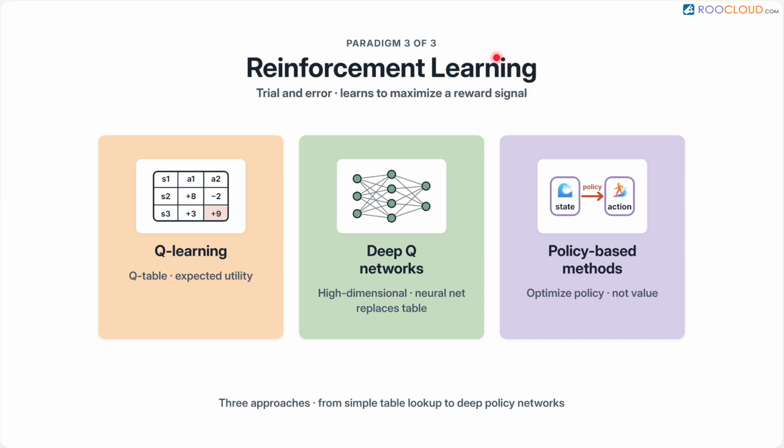The third major algorithm class is reinforcement learning. This dynamic process relies purely on trial and error, where the system learns over time to maximize a mathematical reward signal. We start with Q-learning.